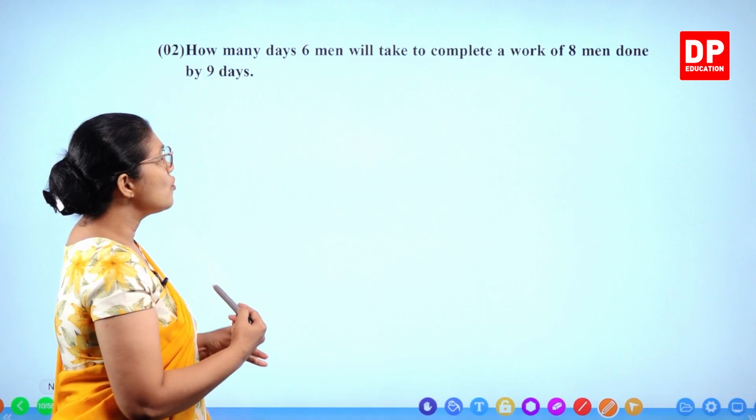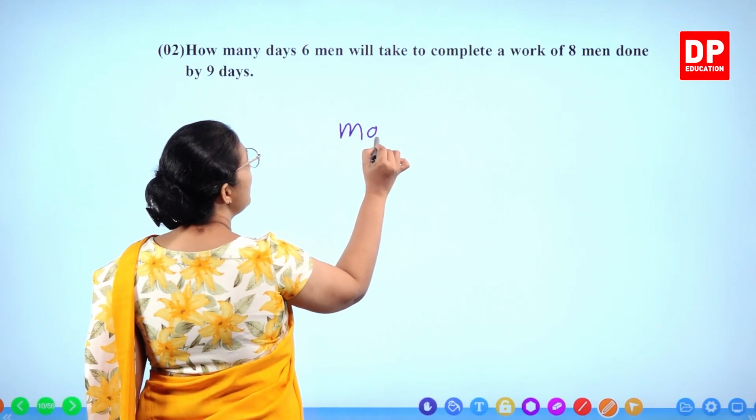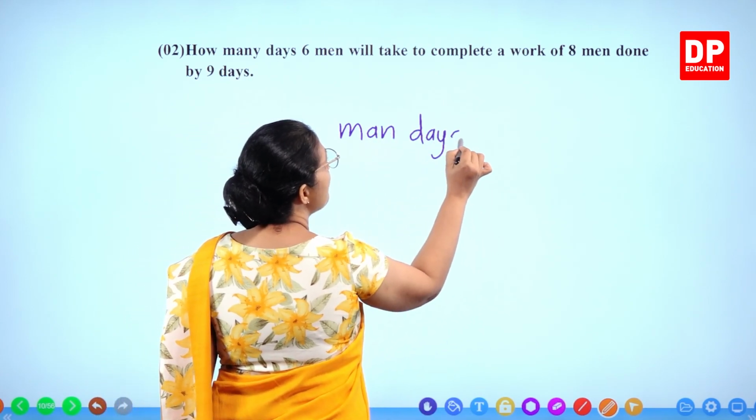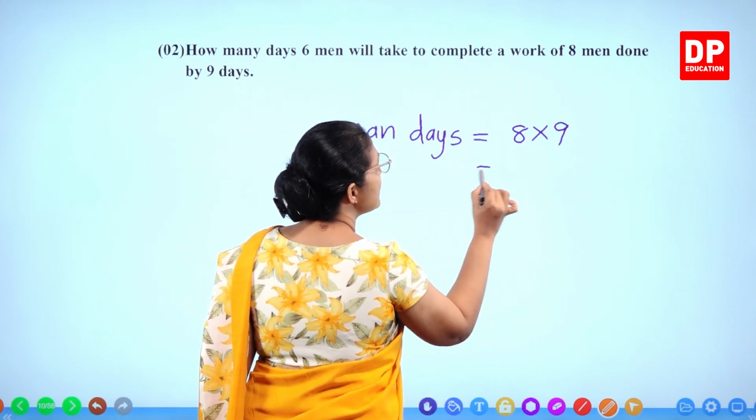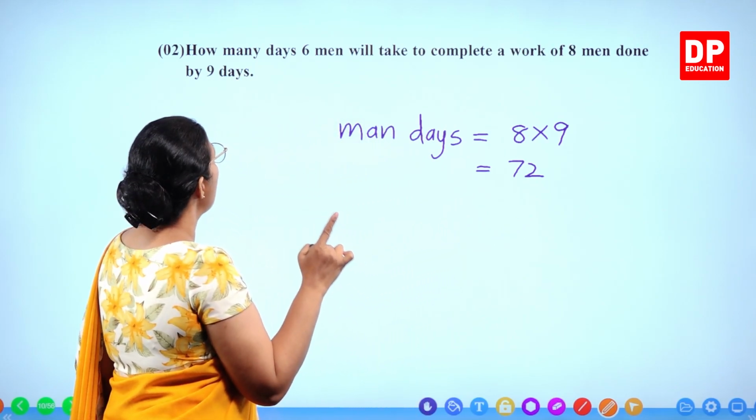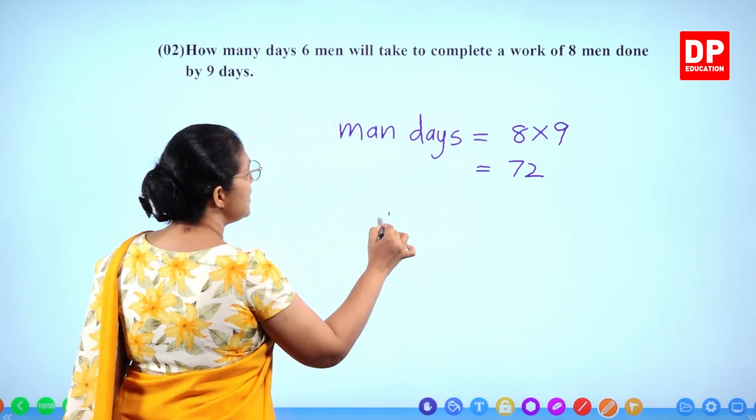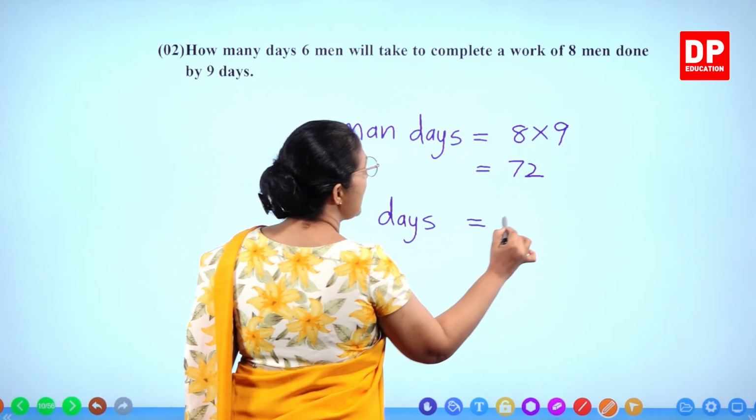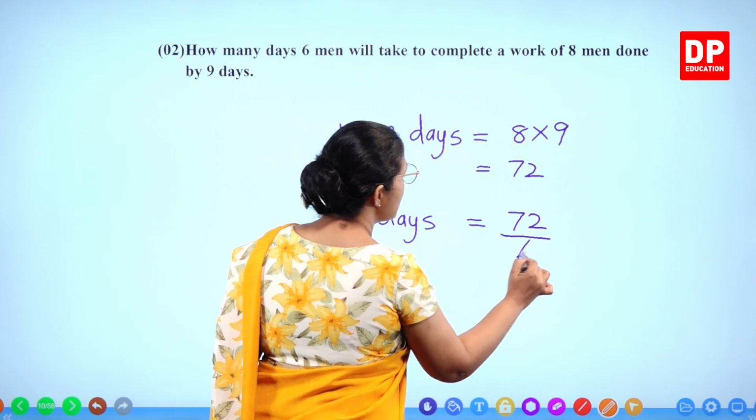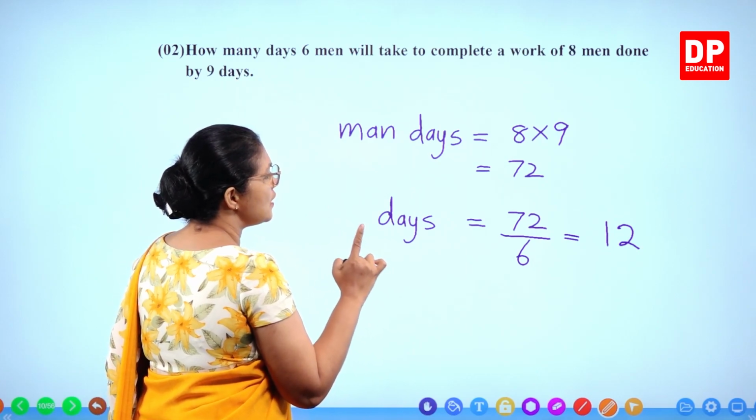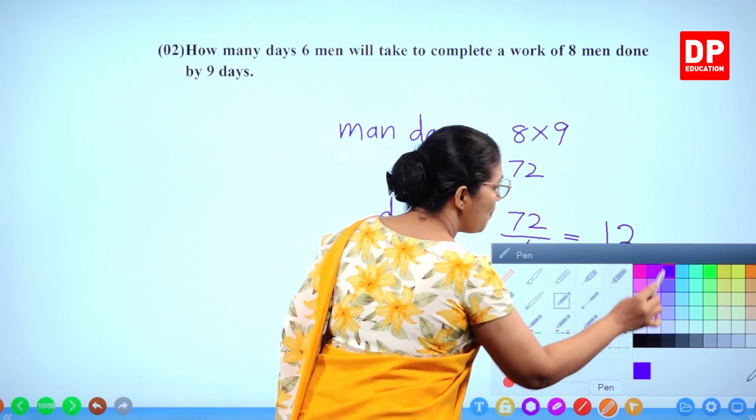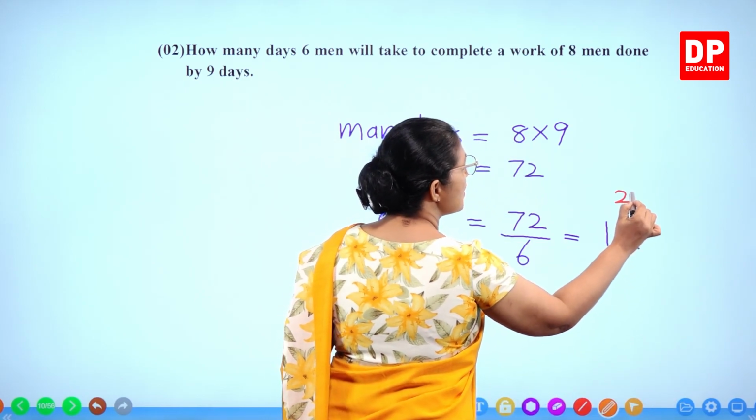Question number 2. How many days will 6 men take to complete a work done by 8 men in 9 days? So how many man days are needed to complete the work? 8 men can complete the work in 9 days. 8 times 9, 72 man days needed. But if there are 6 men, how many days are needed? So the same number of man days divided by 6, you get 12. So that means 12 days are needed to complete the same work. So 2 marks for that question as well.